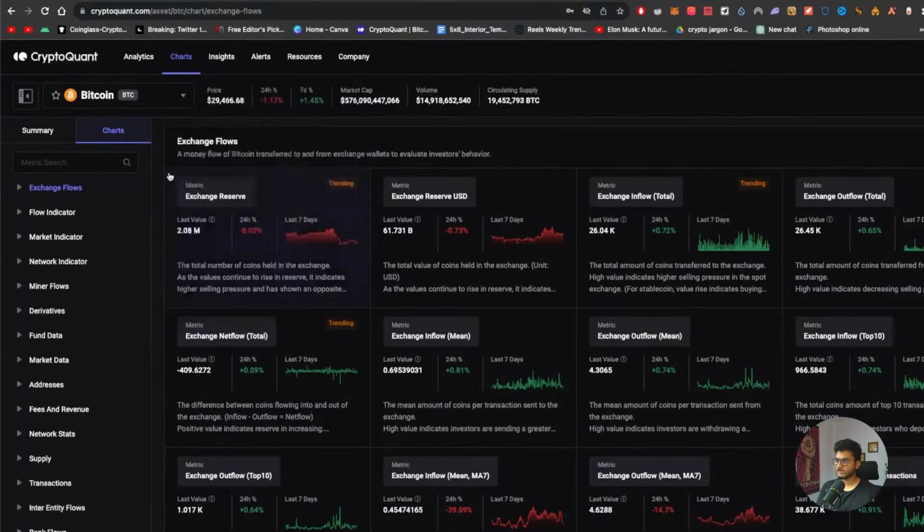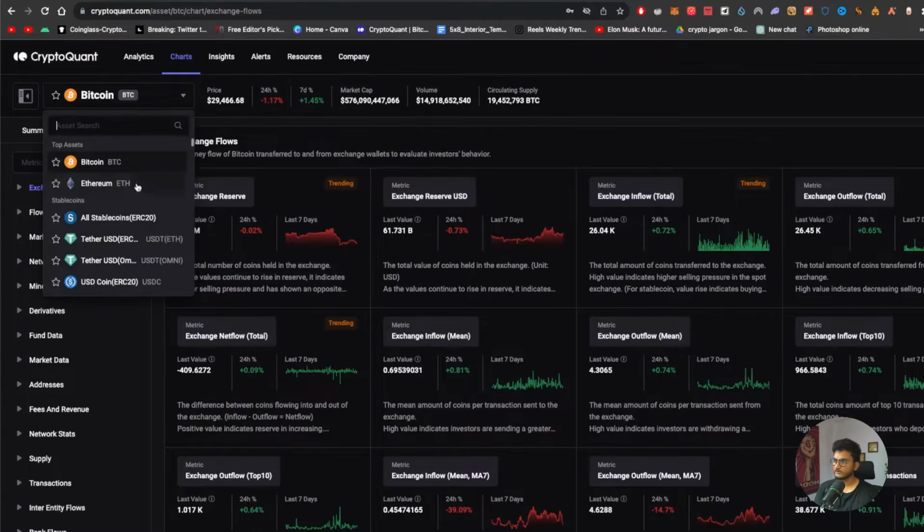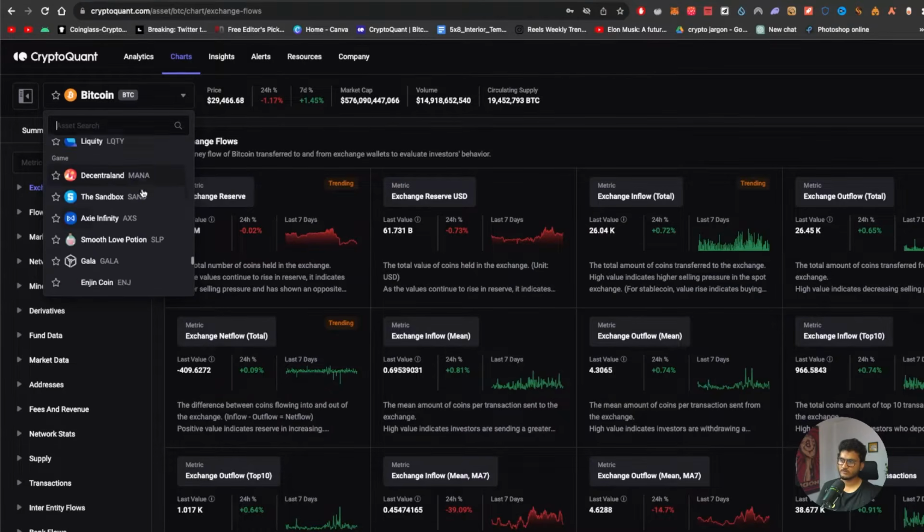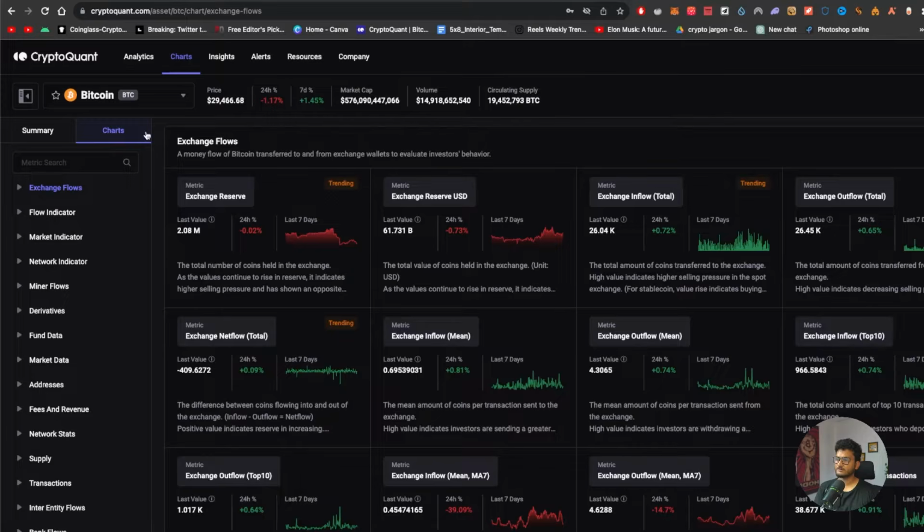First, let's go to the charts. So on the chart side, you can see different on-chain charts for different coins. You can select the coin you are interested in here. There is a very huge selection of coins. Most of the top coins are included here. So we'll start with Bitcoin and we'll see how it works.